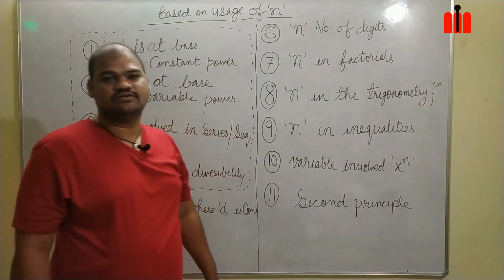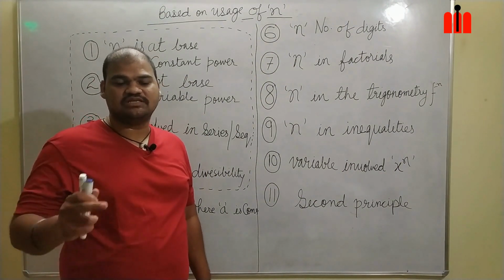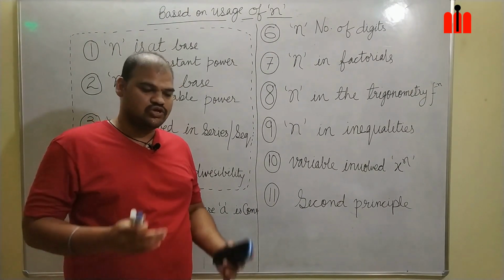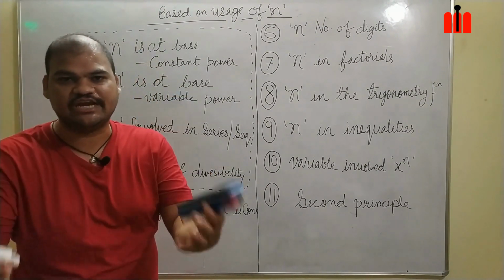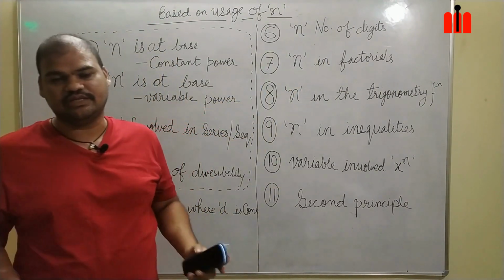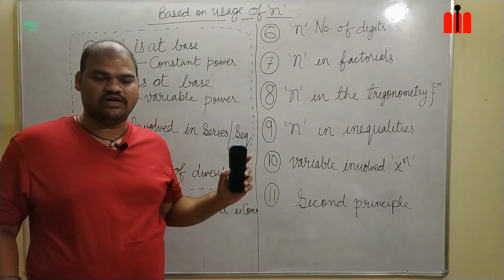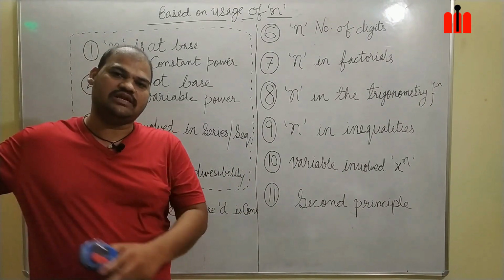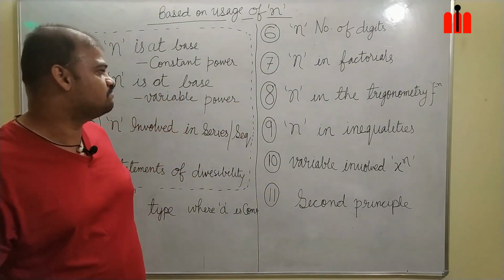N number of digits. Suppose some sum is there: 9 plus 99 plus 999 plus 9999 plus like that. So when the number of digits increases and we have to prove some statement in that one, such type of problems. There are n number of digits in that one. For 9 there is one digit, 99 two digits, 999 three digits, like that 1, 2, 3, 4, it will go till n digits. So this is n number of digits type of problem.